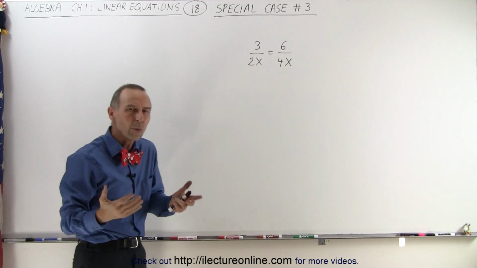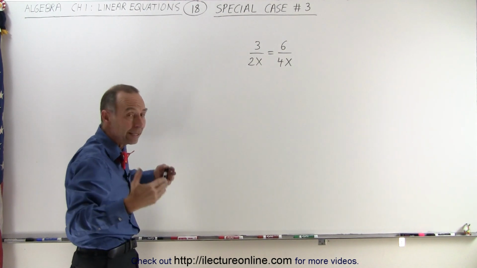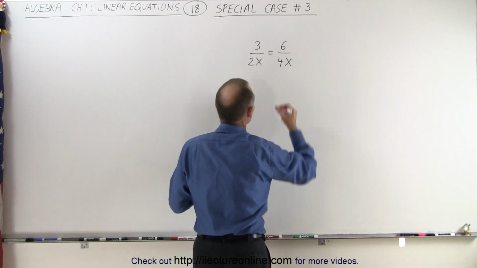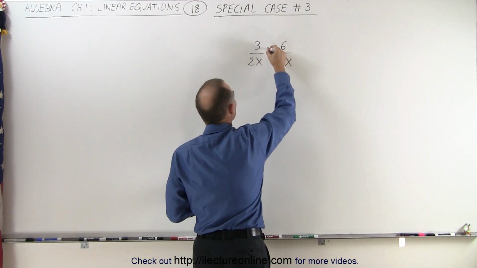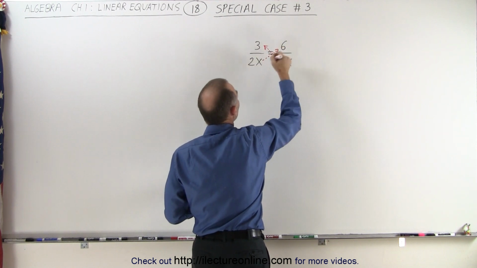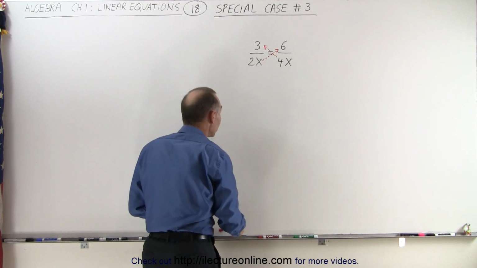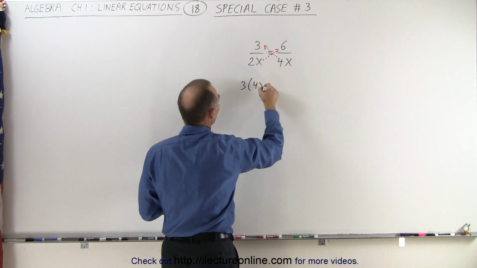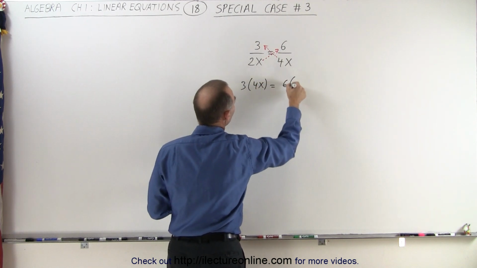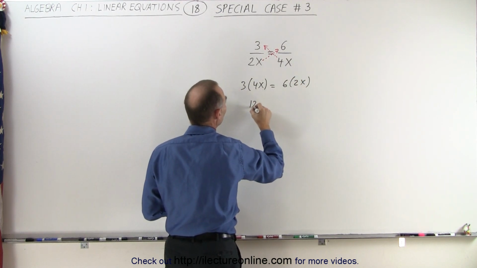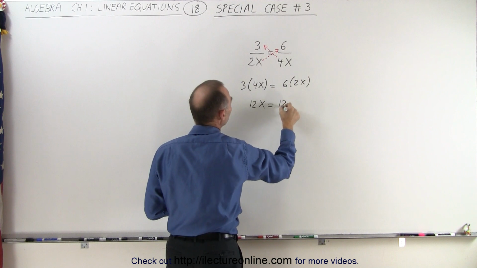So let's say you didn't quite see that immediately and you went ahead and tried to solve it the way you would normally solve it, by moving things across a diagonal. So you take the 4x, move it to the upper left, you take the 2x and move it to the upper right. So this would then turn into the following. You get 3 times 4x is equal to 6 times 2x, and when we multiply these together, we get 12x is equal to 12x.